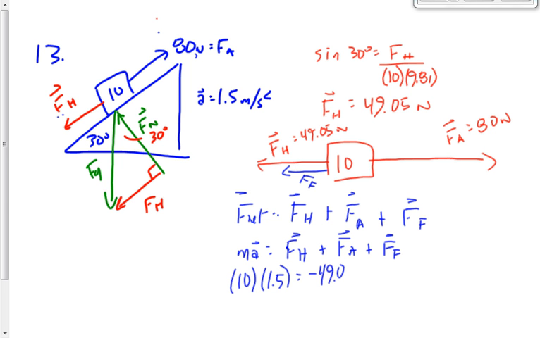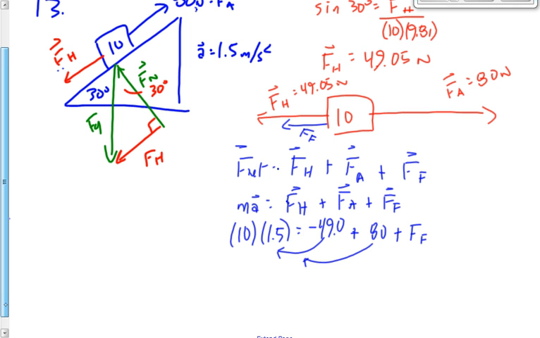M times A is equal to negative 49 plus positive 80 plus the force of friction. Take this over by adding, take this over by subtracting, and when we do that, we should get a value of the force of friction to be negative 16 newtons. We could have predicted it was going to be a negative number, right? Because, again, it was going up the hill. Friction must be down the hill, which means it's going to be negative 16.